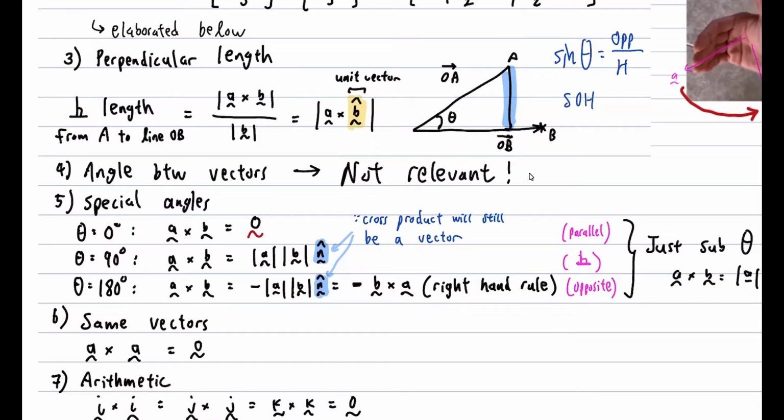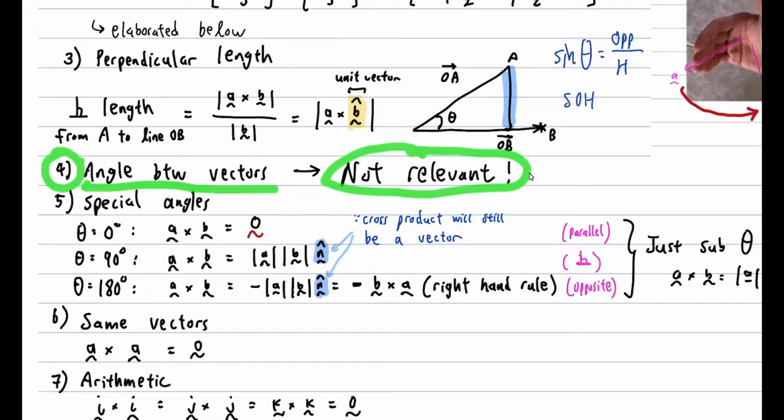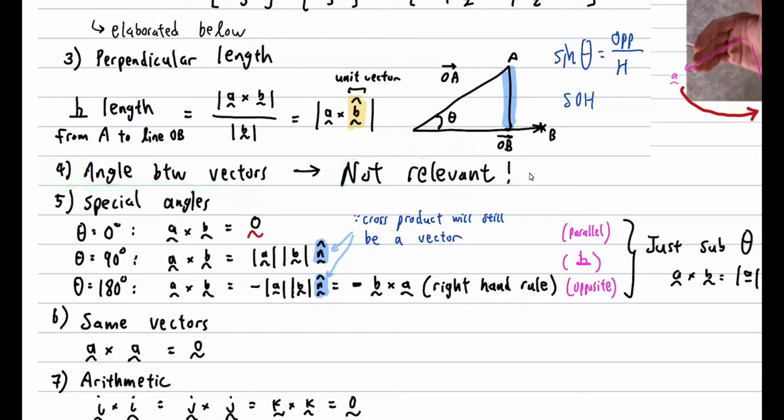Then number 4, just to be symmetrical with the notes from before, we also have an angle between vectors, but here it's not relevant for cross product. So we skip number 4. Then point number 5, special angles. It's the same as the dot product discussion just now. Here, more formulaic, I put down theta 0 degrees, 90 degrees, 180 degrees. So again, it's parallel, perpendicular, opposite.